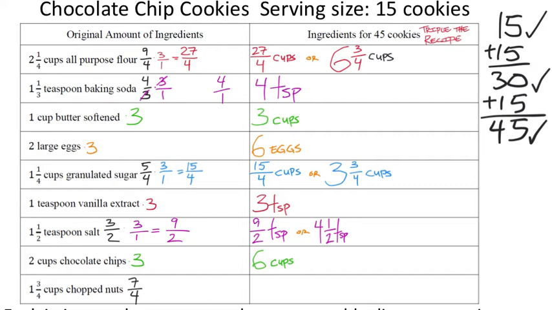And then finally, 7/4. Go ahead and triple that. So multiply by 3, I'll make it 3 over 1. Multiplying the numerators, 7 times 3 is 21. 4 times 1 is 4, so 21/4. Again, this would be our improper fraction, in cups of chopped nuts. Or, if you like, the mixed number, it'd be 5 1/4 cups.